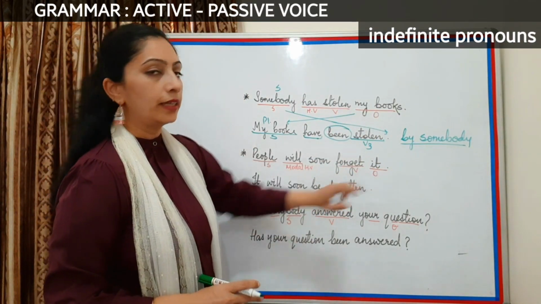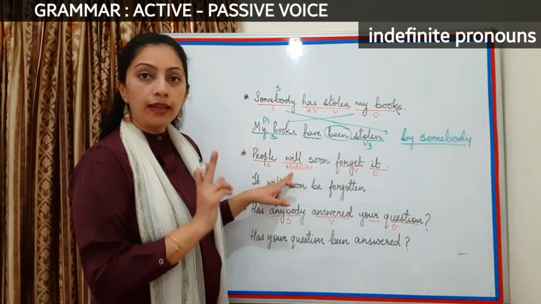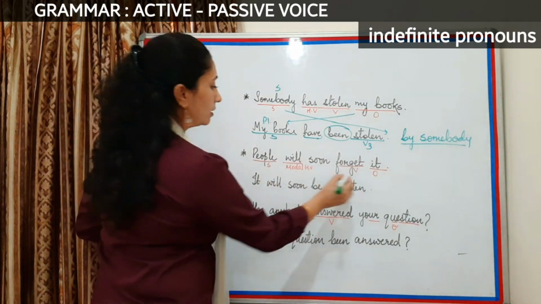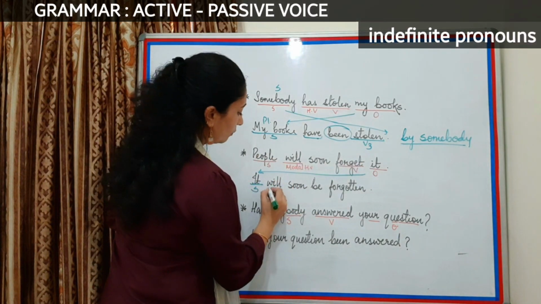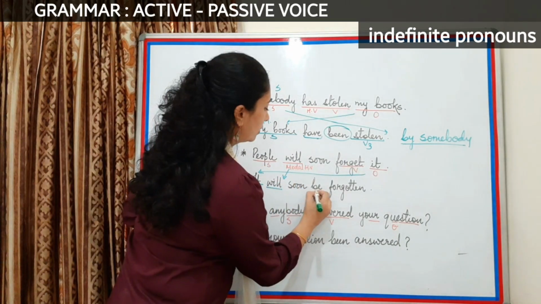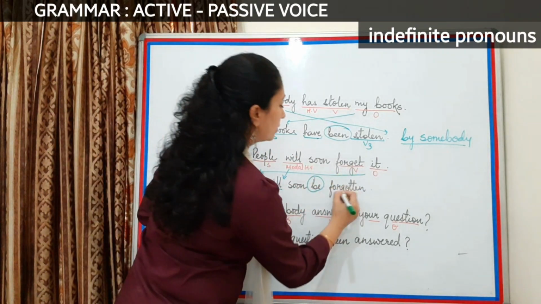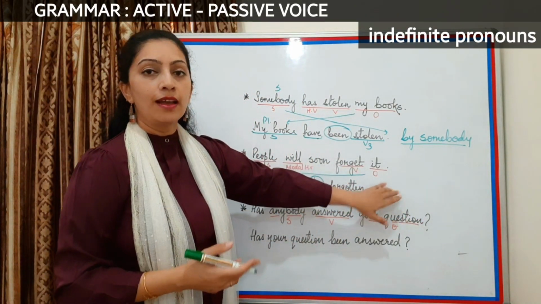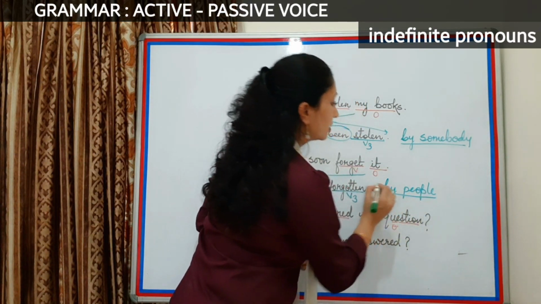Come to the next one. "People will soon forget it." Now people here is the subject, again an indefinite pronoun. Will is the modal helping verb and forget is the main verb. It is the object. So it will become the subject here. Then will remains as it is because this is the helping verb, and whenever we use modals, we will use the word be. Soon will be as it is. We are not going to change the place. And forget will become forgotten. Now again here, I have not mentioned any object. I can write "by people," but this is optional.